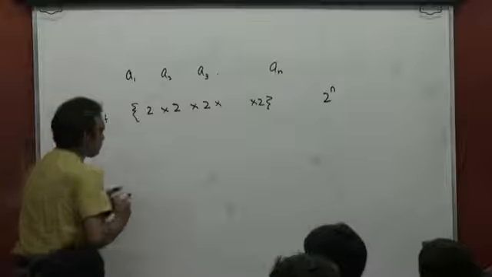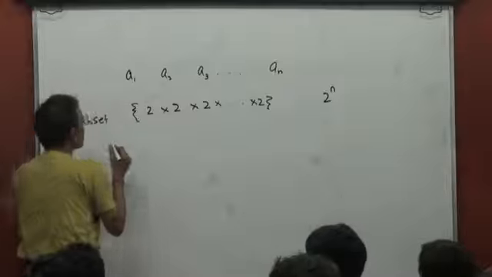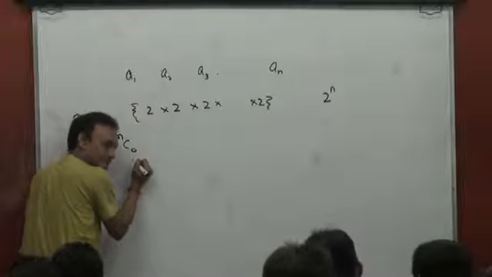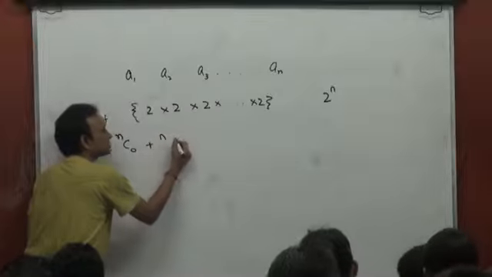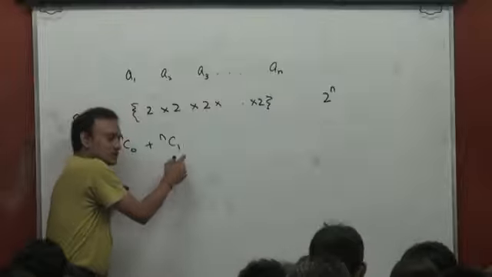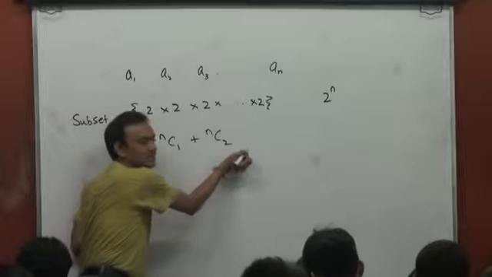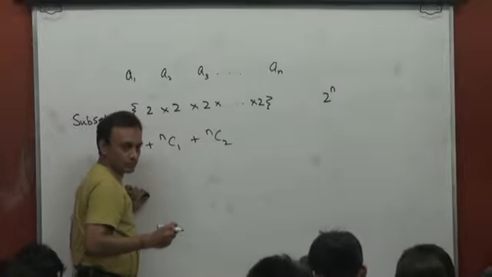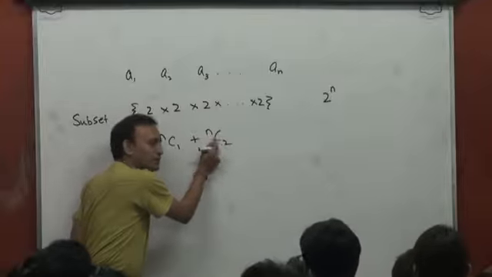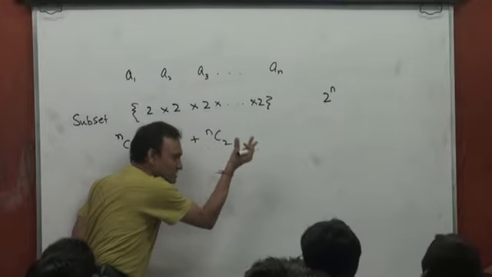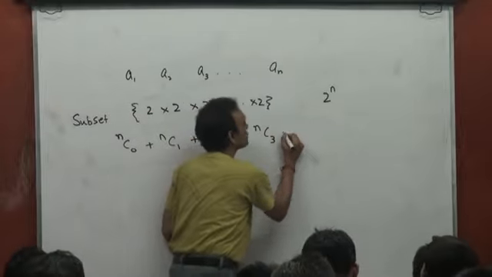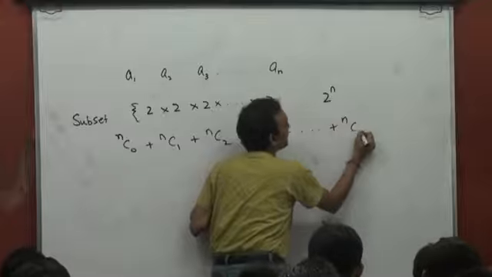Which is also the same as: number of subsets of size 0 would be NC0, right? Number of subsets of size 1 would be NC1. You take one element at a time, you will get NC1 subsets. Number of subsets of size 2 would be NC2, right? Taking n things, take 2 at a time. In how many ways can you do that? That will give you the number of subsets of size 2, NC2. Number of subsets of size 3 would be NC3. Number of subsets of size n would be NCn.